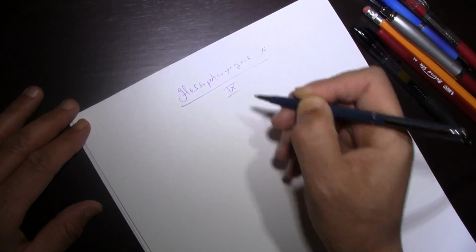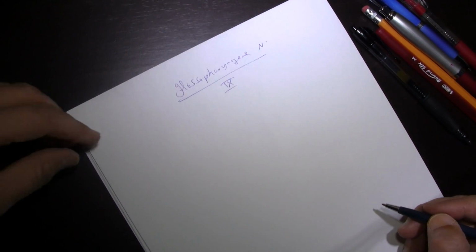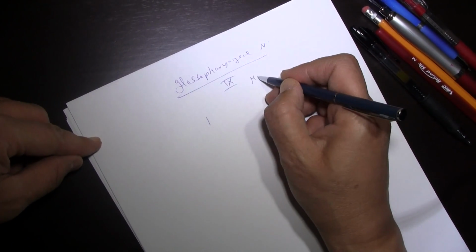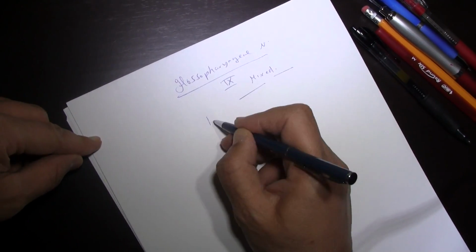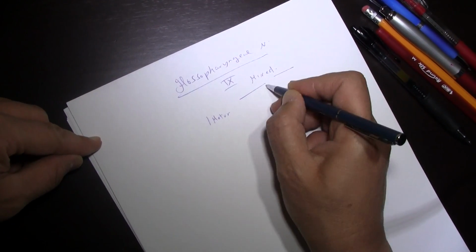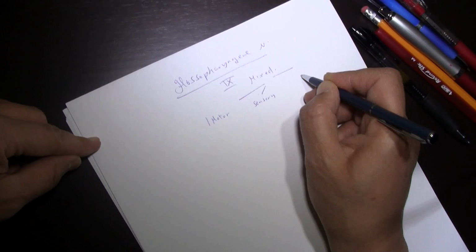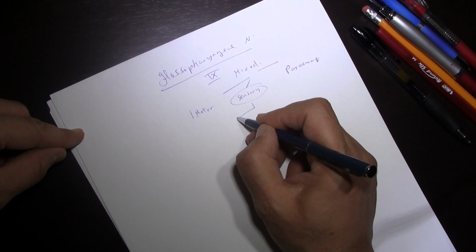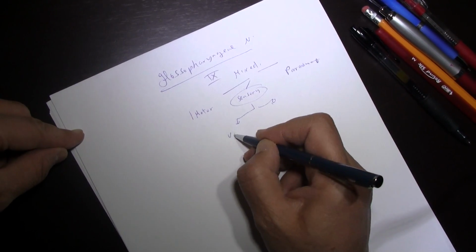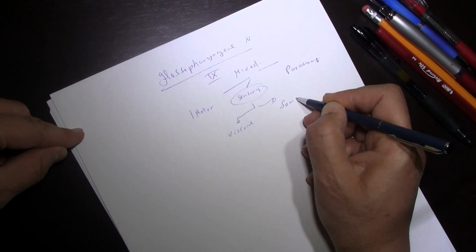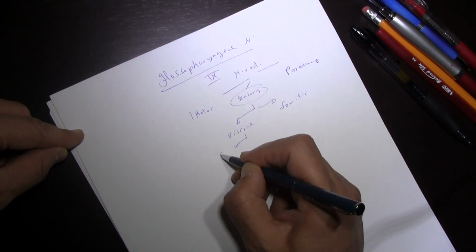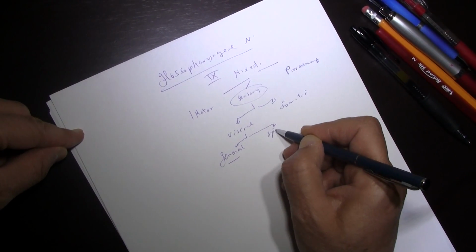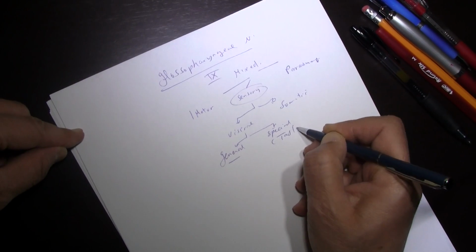Cranial nerve number 9, the glossopharyngeal nerve, as you know, is a mixed nerve. It means it has motor fibers, sensory, and parasympathetic. When we talk about sensory, we have also visceral and somatic. The visceral is either general from the pharynx or special, which is taste.